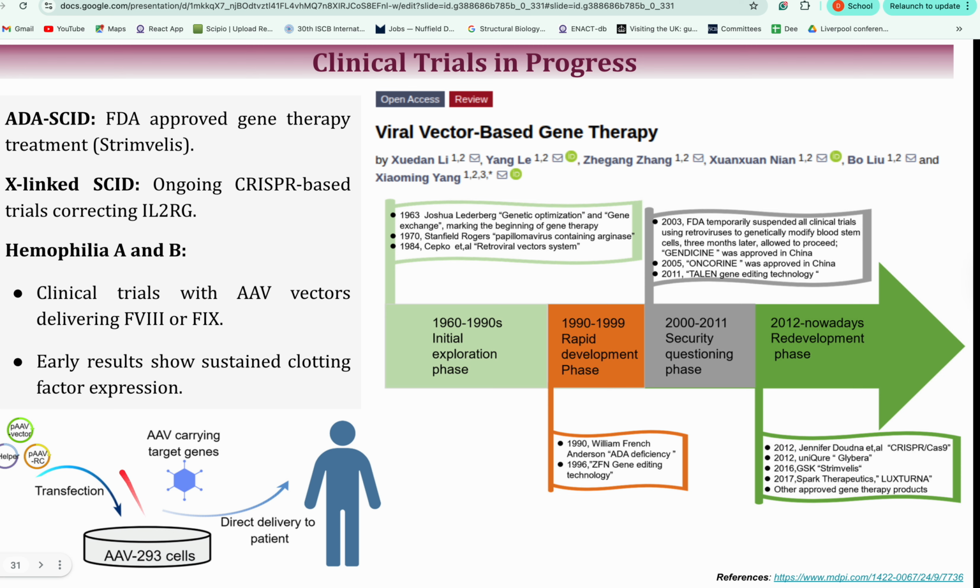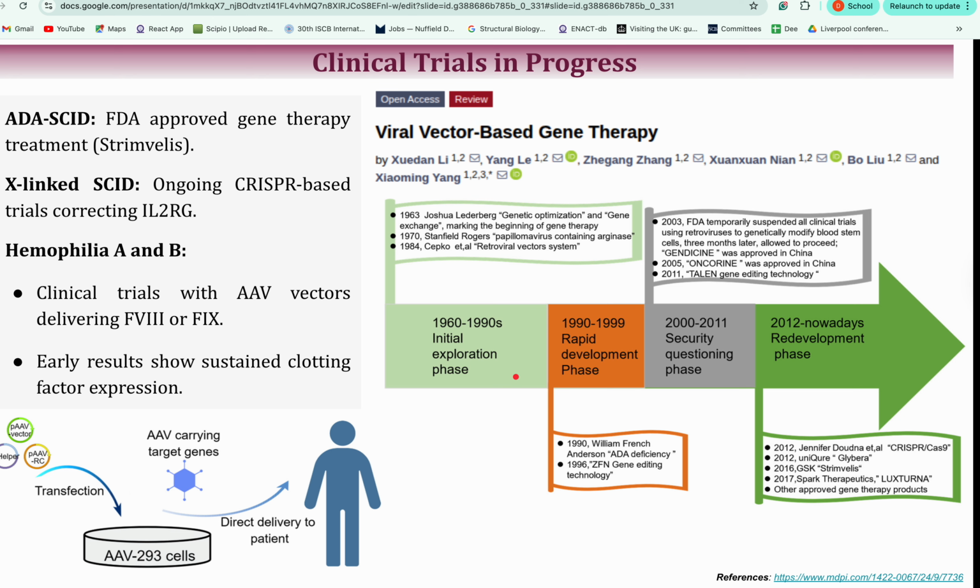Yeah, so a similar thing is mentioned here: we do transfection of AAV293 cells. In this case, AAV will carry the target gene, which will be the gene for these vectors, and then be directly delivered to the patient. So the patient will produce the factor 8 and factor 9 proteins, which will do the proper clotting. Now, viral vector-based gene therapy is one in which we use a viral vector to transfer the functional copy of the gene into the cells.